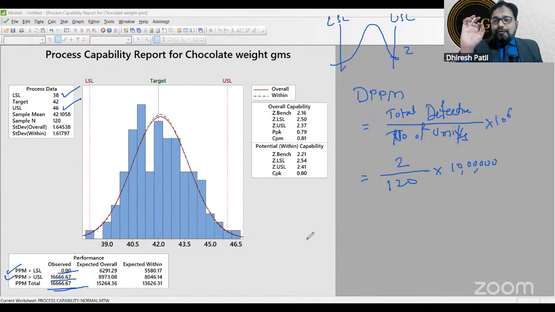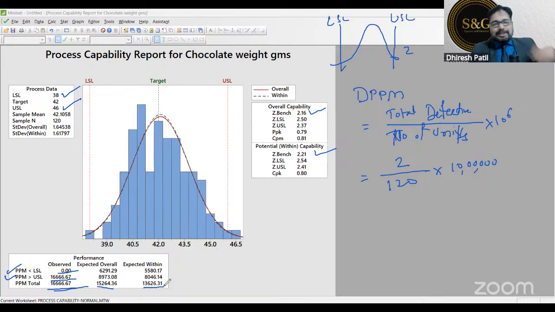And this was the value we actually used in the Z bench. Now you remember Z bench ka formula, 1 minus PPM total divided by 1 million. This is the value we took. Yeah, Ashwini, actually, out of 46 chocolates, we actually counted how many chocolates are beyond 46 grams. Okay. Clear hai? Super clear. Just type yes in the chat box. We took, yes, you are right. Because we have taken overall and within. So overall ke liye we have taken this and within ke liye we have taken this. You are right, absolutely right.